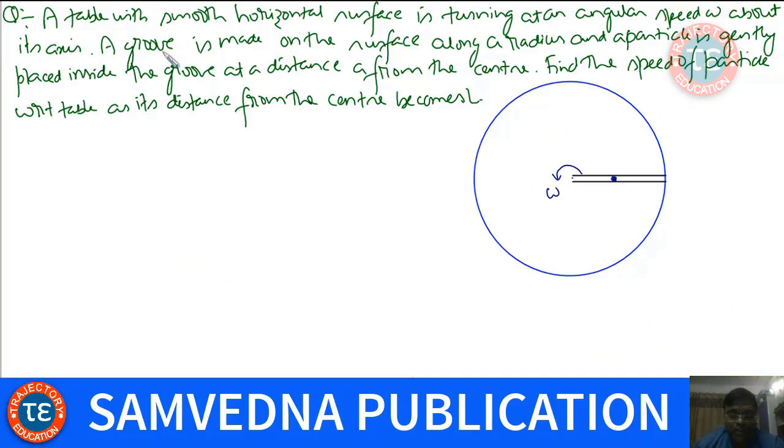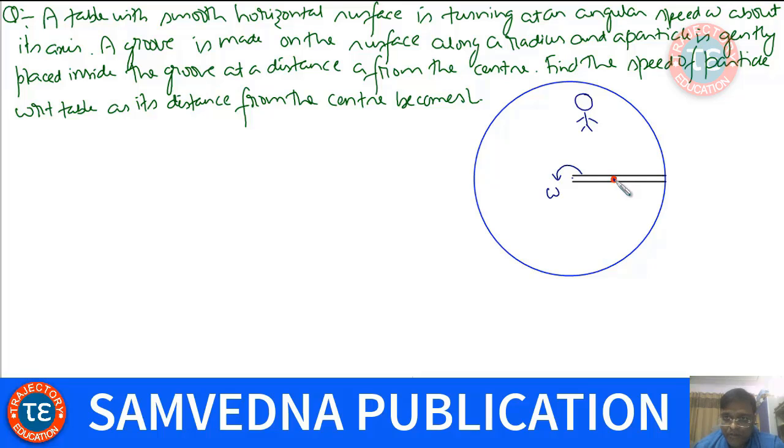Alright. Now let's look at this question. A table with smooth vertical surface is turning at an angular speed omega about its axis. A groove is made on the surface along the radius, and a particle is gently placed in the groove at a distance a from the center. Find the speed of the particle with respect to the table as its distance from the center becomes L. Suppose I keep my observer over here itself. So he is an observer in the rotating frame.